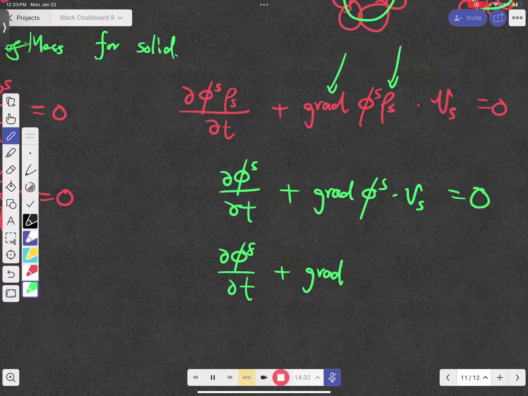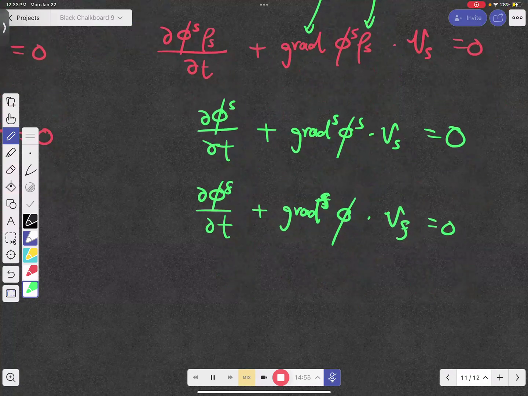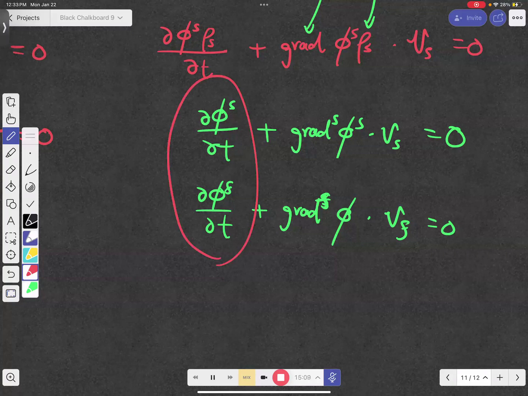Actually, I need to put a little bit of this. Now I just want to write a gradient s corresponding to the trajectory of the solid. This one is for the fluid. So far so good. I'm going to do one more thing. What if I add these two equations together? What would be the local term of this one? It's zero, right? Why is that?